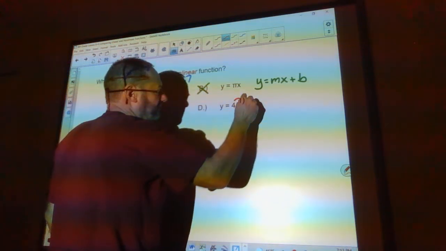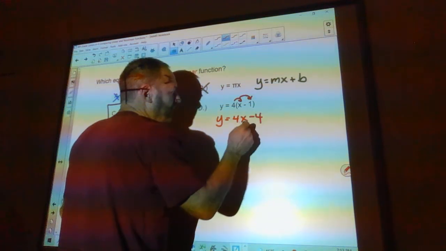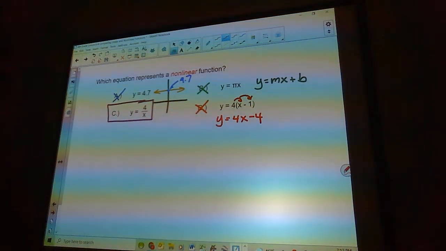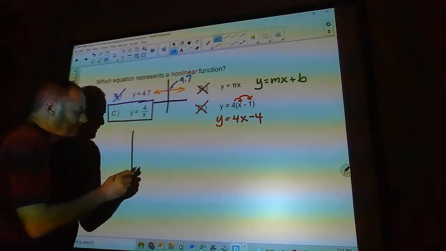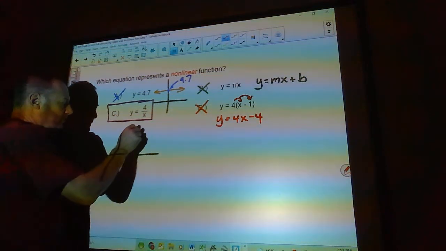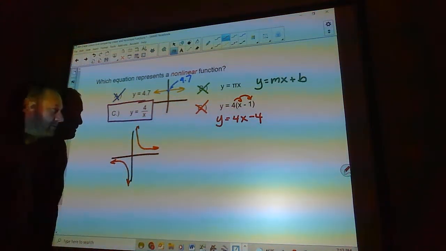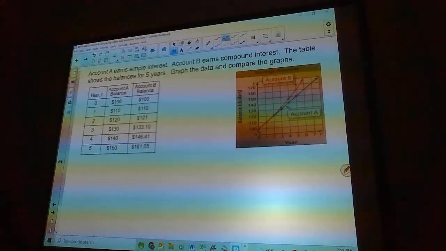This one I would go ahead and distribute this in here. So I would get y equals 4x minus 4. Well, that's just slope-intercept form, so that's a line. That one's out as well. If I were to graph this one, by the way, here's what it's going to look like. It's going to look like this. So definitely not linear.